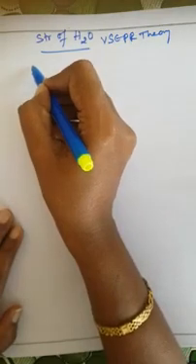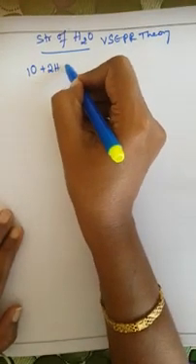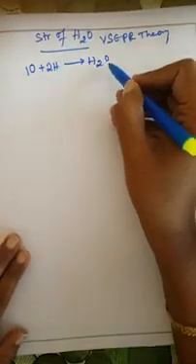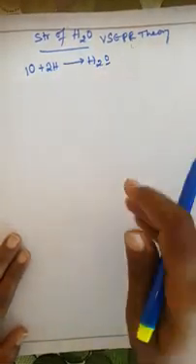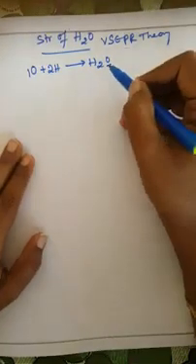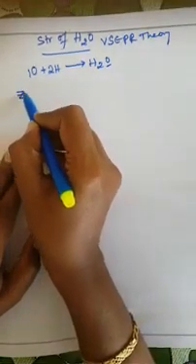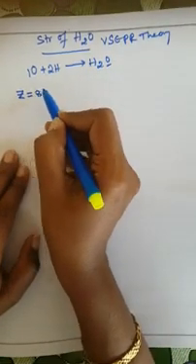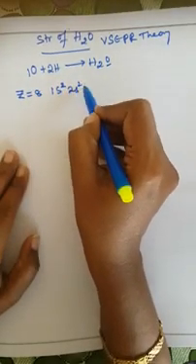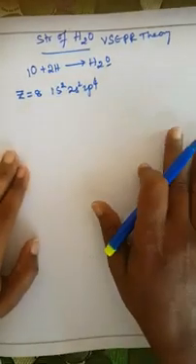Here the water molecule consists of one oxygen atom and two hydrogen atoms. Oxygen is the central atom and this oxygen undergoes hybridization. Let us check the hybridization of oxygen. The atomic number of oxygen is 8 and the electronic configuration is 1s2, 2s2, 2p4.